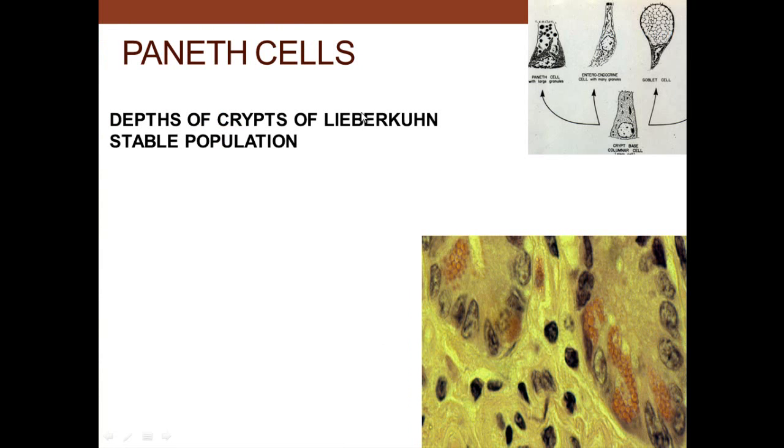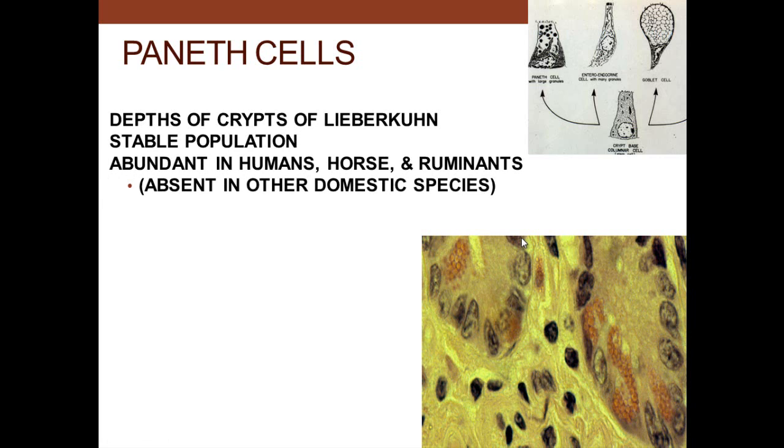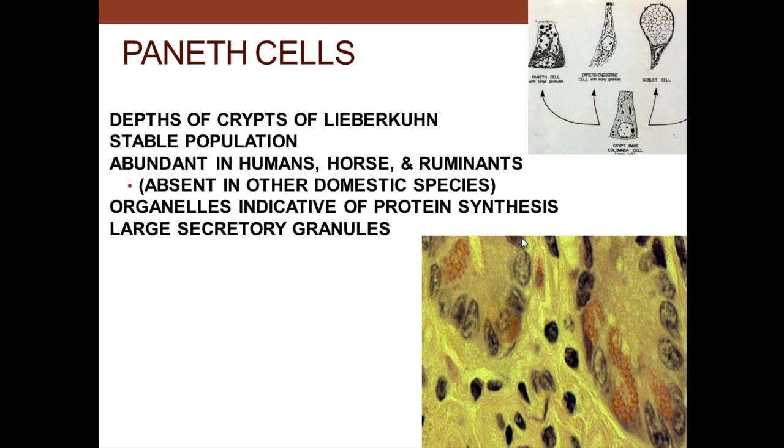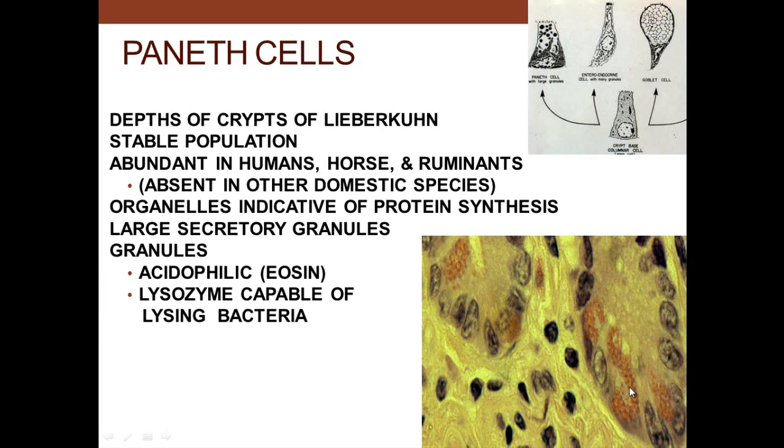Another cell is the Paneth cell, and we see those Paneth cells here with big granules, and they're located at the bottom of the intestinal glands, crypts of Lieberkühn, as you might say. They are in animals and humans. The organelles indicate that it's protein. Those granules are eosinophilic, as you see, and they contain lysozyme capable of lysing bacteria, and that's what they do. So they're right at the bottom of the crypt.